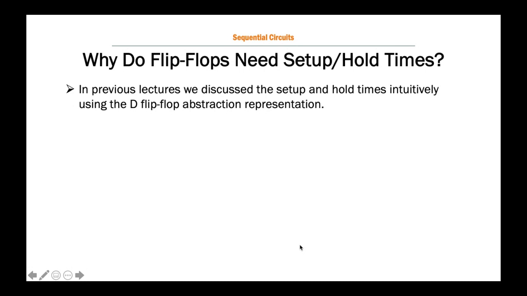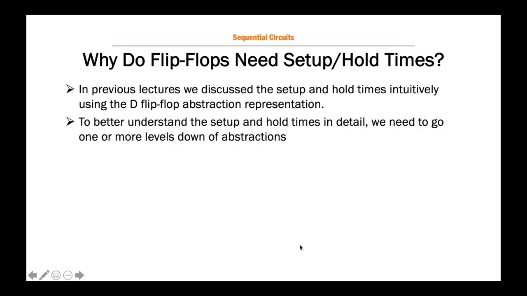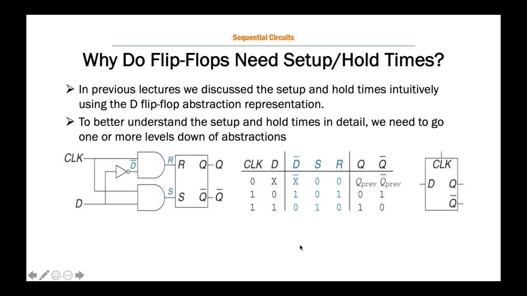In order to better understand the setup and hold time, we will need to go some levels down in our abstraction. So it cannot be a box. Let's go a little bit down. As you know, we have multiple levels going all the way down to the transistor level itself. But before that, let's remember something from our early classes about sequential circuits.